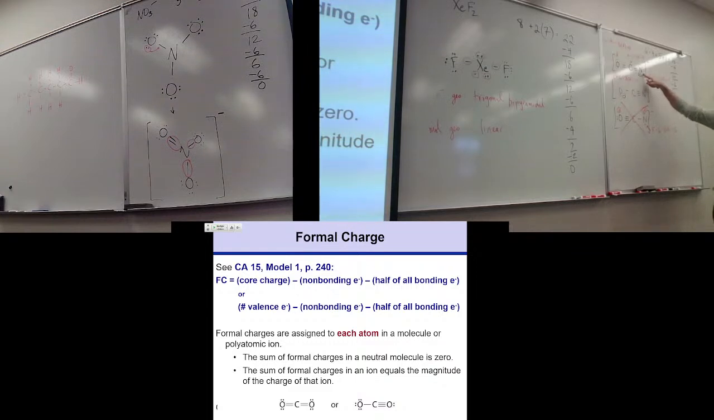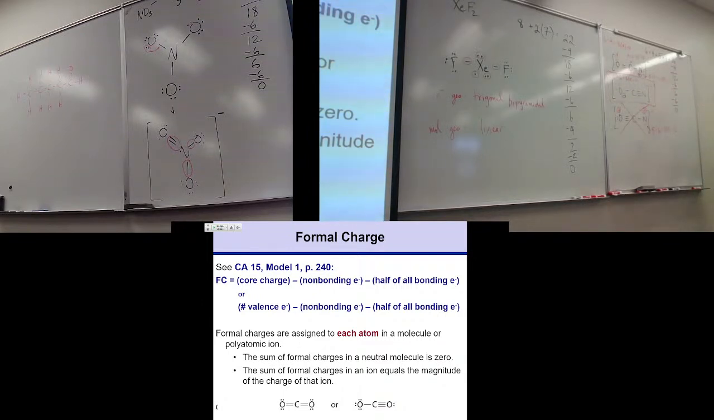So between nitrogen having a -1 formal charge and oxygen having a -1 formal charge, that one's better, because oxygen is more electronegative than nitrogen is. So in terms of which one is the correct Lewis structure, that one is it.